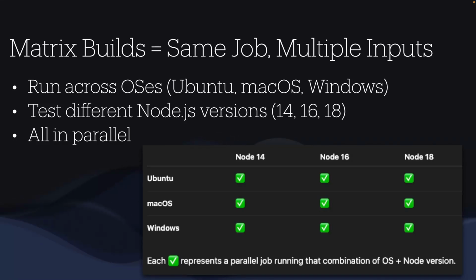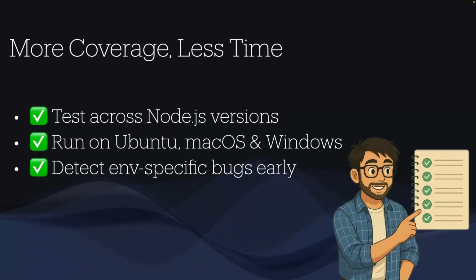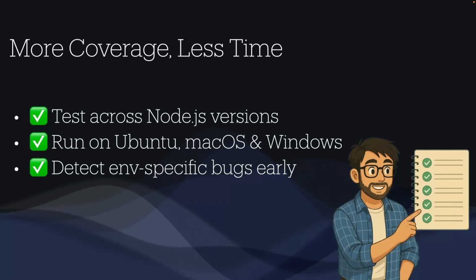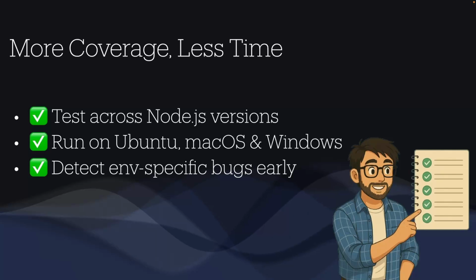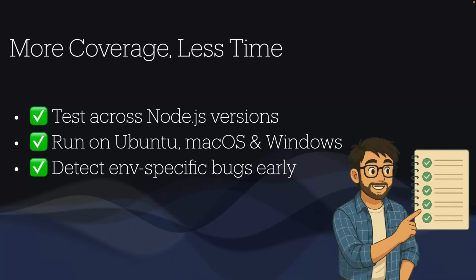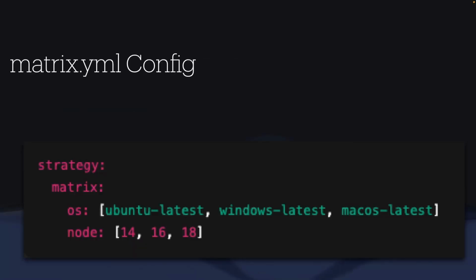A matrix build runs the same job with multiple inputs multiple times. So for example, you want to test your application across various OSs and various Node versions, all in parallel. So you will be able to do that. So what does this mean? This means we will have more coverage in less time, as we will be running across various Node versions as well as various OSs. So if there is a bug that only occurs, for example, in Node version 14 on Mac OS, then we will be able to catch that.